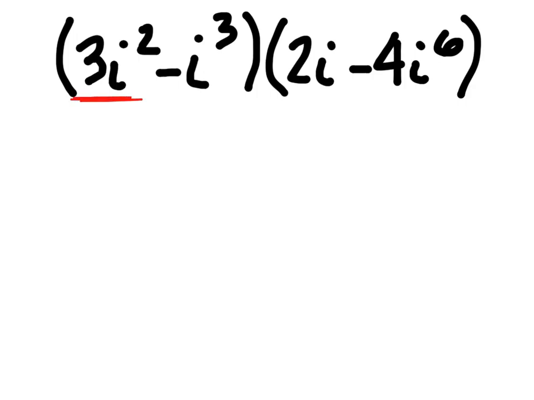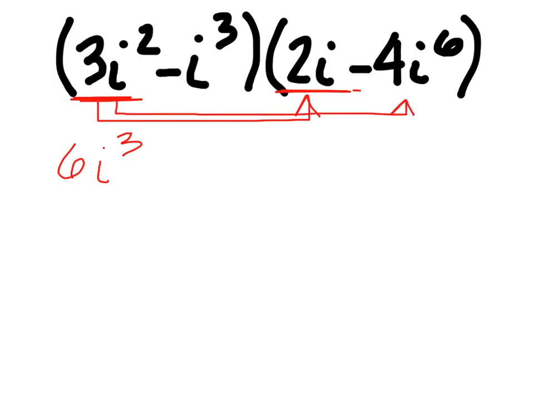You start with 3i squared times 2i. What is 3i squared times 2i? 6i. That's right, 6i to the third. So we stay with the 3i squared and multiply it by this. What is 3i squared times a minus 4i to the sixth? Negative 12i to the 8th. That's right, negative 12i to the 8th. Now we're done with that first item here.